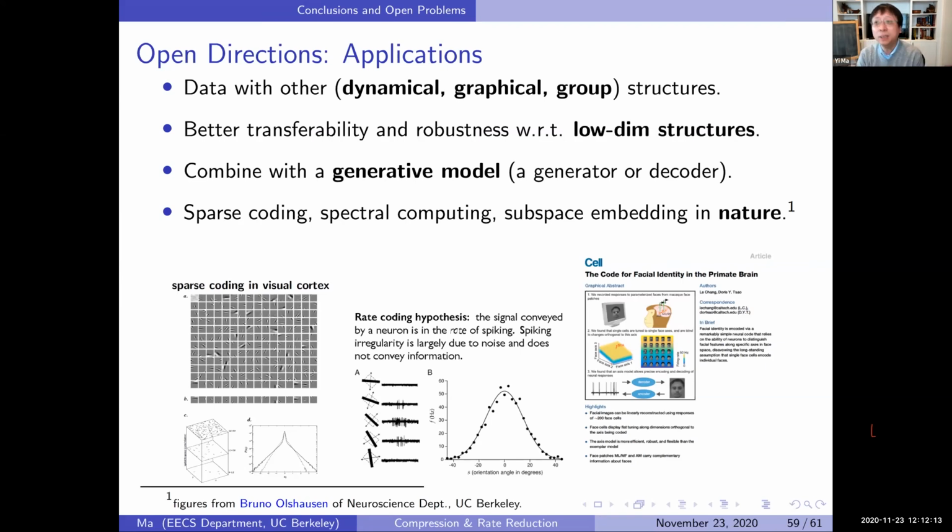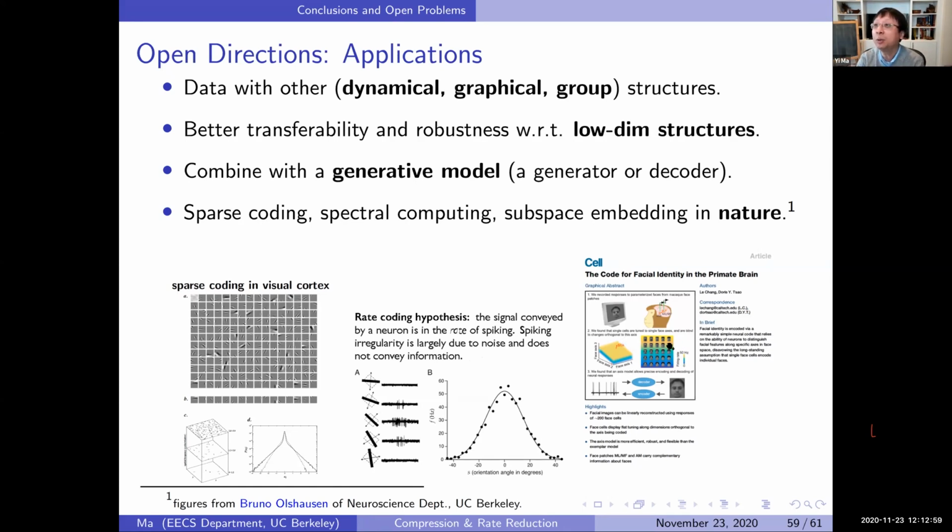Finally, I want to point out, and I only just learned this very recently, remember that big elephant: sparse coding, spectral computing, and subspace embedding. It turns out those are exactly the three prominent mechanisms in the visual cortex, in the human brain. Sparse coding I don't have to mention. In the visual neural networks, the computing spikes are computed in the spectral domain. Finally, a very recent work from Caltech, from 2017, put sparse coding and spectral coding into the study of the primate brain for face recognition.